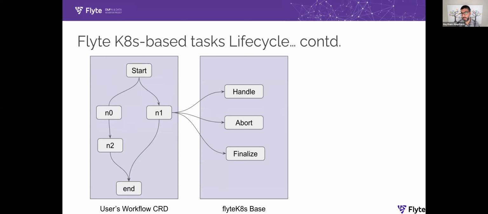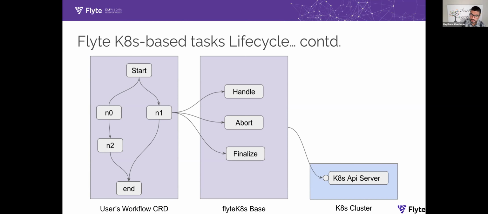And this is where Propeller starts trying to associate which plugin should handle this task. So it will look at the type, you say, well, this is a Spark task, let's say. So it will invoke the plugin registered for this. And we have a sort of a base implementation, we call it Flyte K8s. This is the base implementation that handles Flyte K8s plugins.